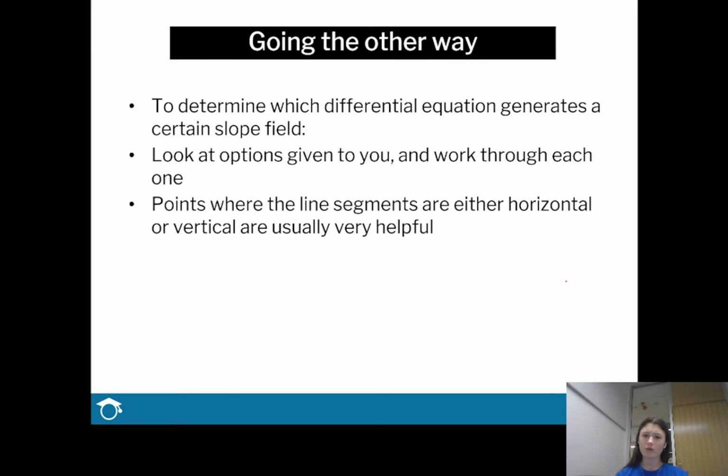So for those ones, the most important thing to remember is where the line segments are horizontal and vertical, and where the gradient is positive and negative is another helpful thing. But other than that, it's kind of a process of elimination. You go through and go like, well, maybe that one can't work because the function is discontinuous at that point and the slope field doesn't represent that, so that one's out, and then going through like that.